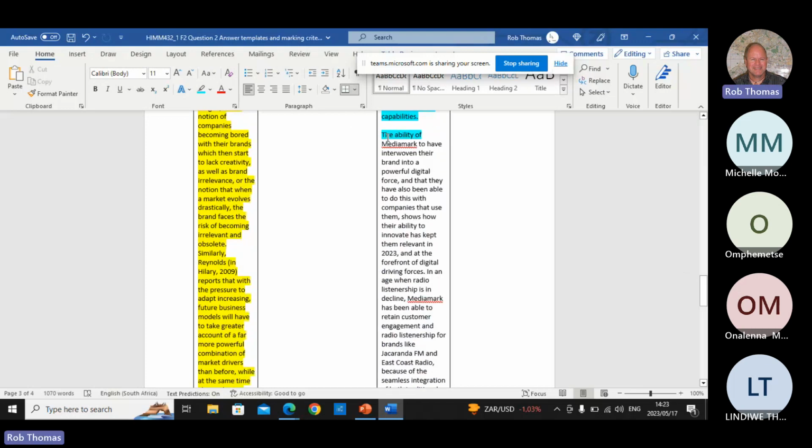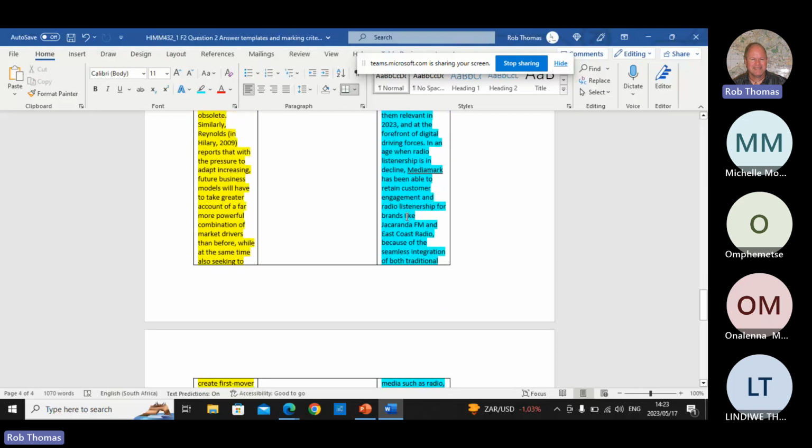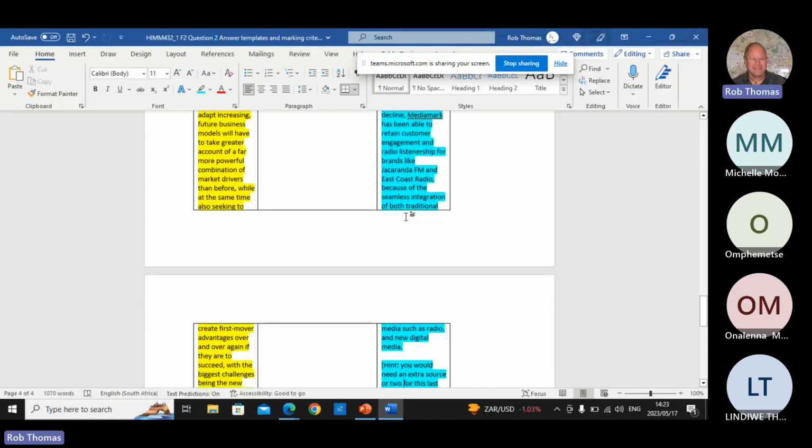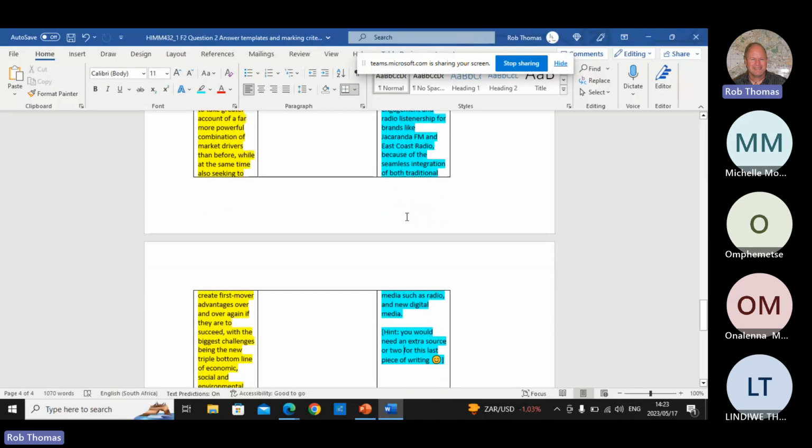The ability of MediaMark to have interwoven their brand into a powerful digital force, and that they've also been able to do this with companies that use them, shows how their ability to innovate has kept them relevant in 2023 and at the forefront of digital driving forces. In an age when radio listenership is in decline, MediaMark has been able to retain customer engagement and radio listenership for brands like Jacaranda FM and East Coast Radio because of the seamless integration of both traditional media, such as radio, and new media.